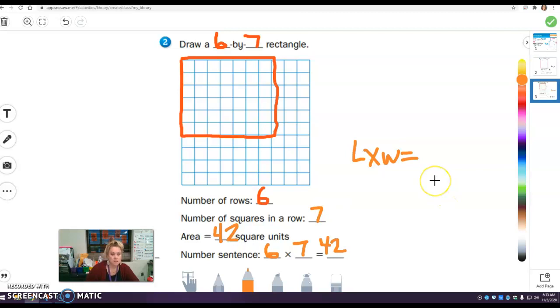So today you're going to practice creating some shapes and figuring out the area. All right. Good luck. Have fun, friends.